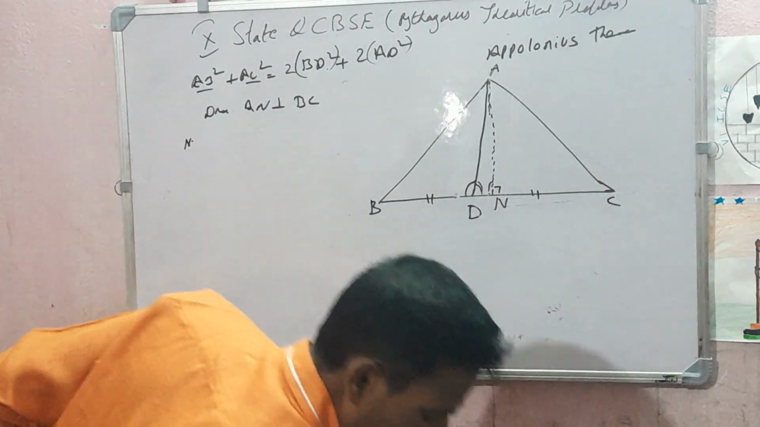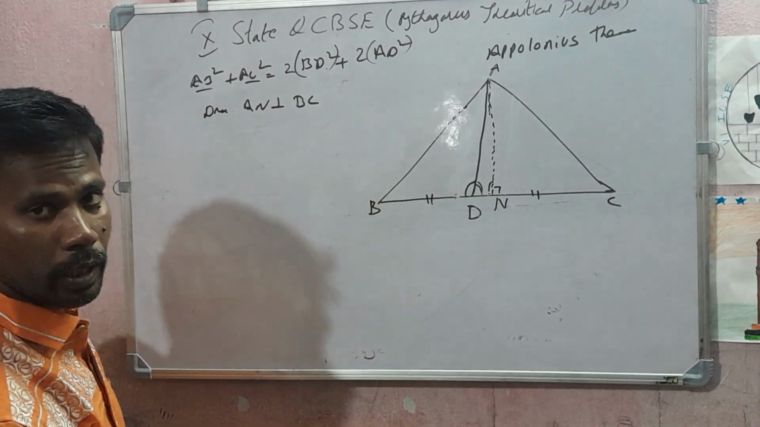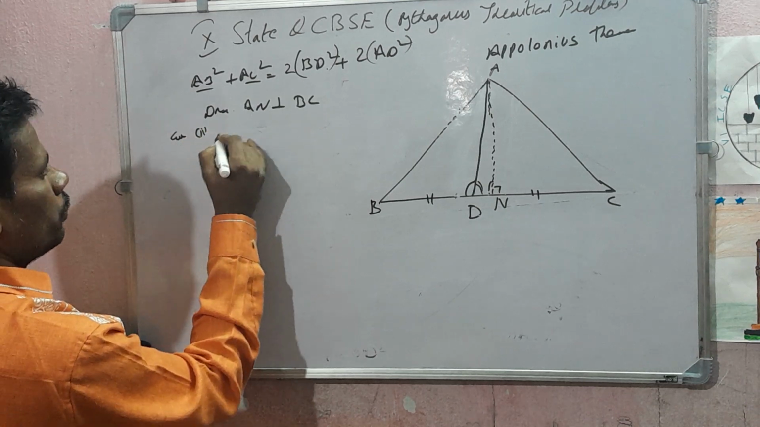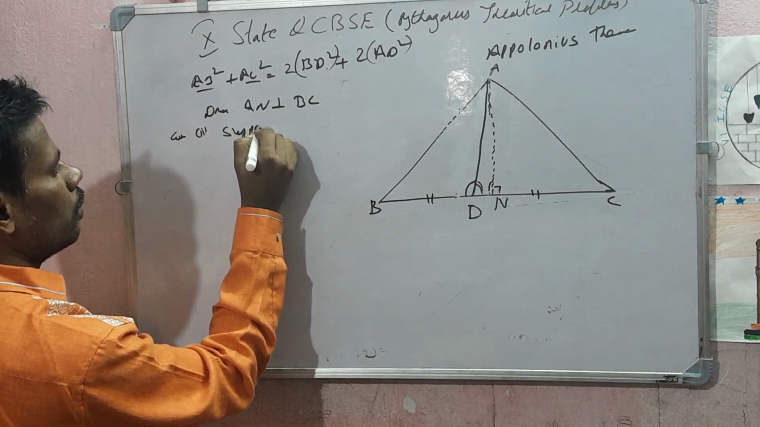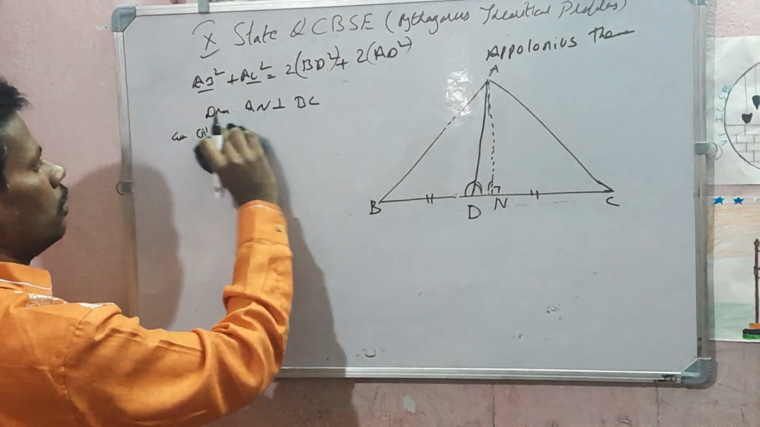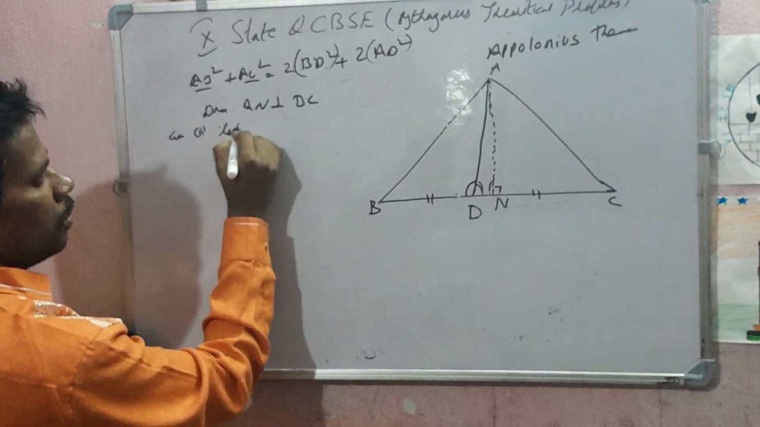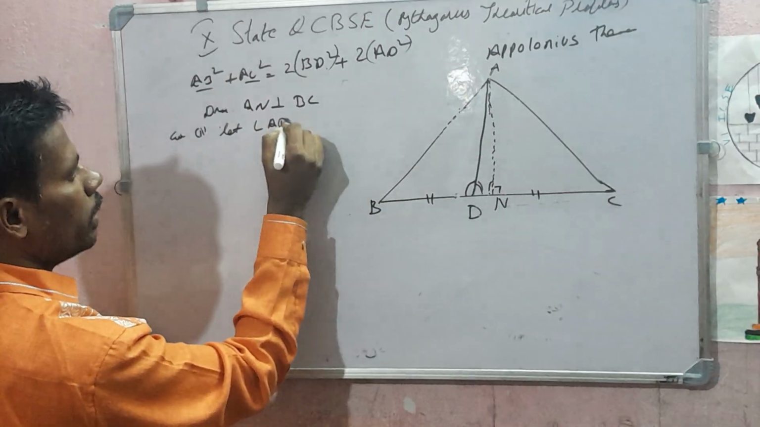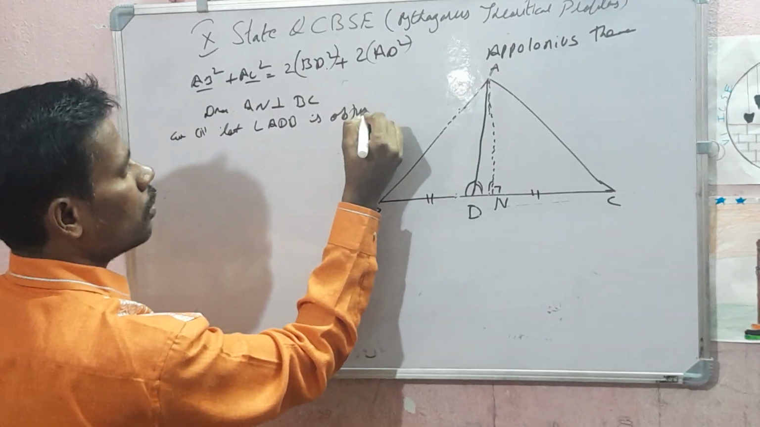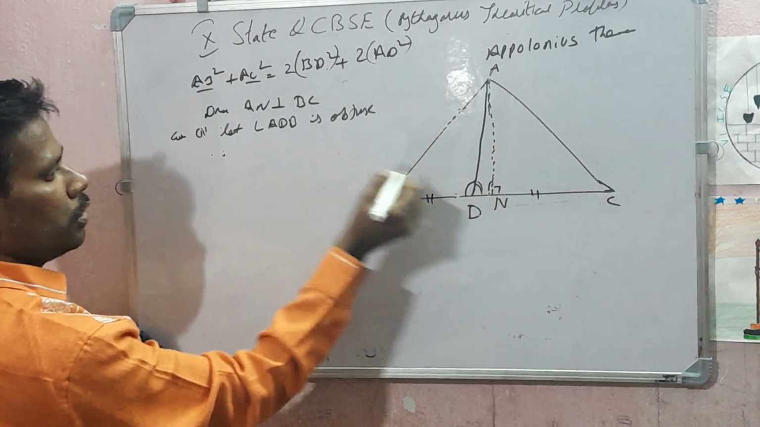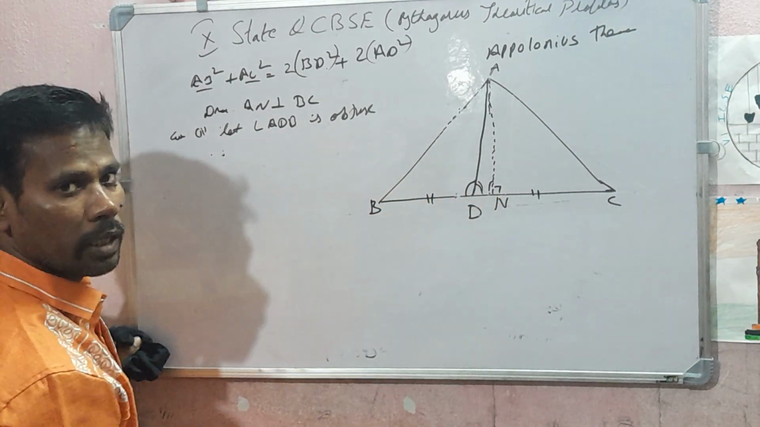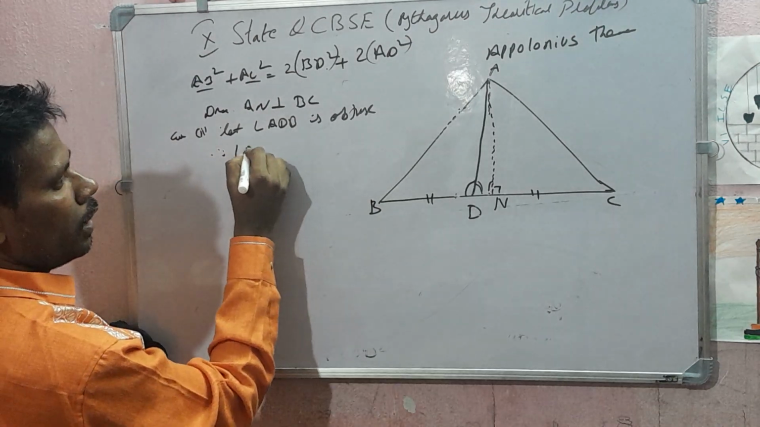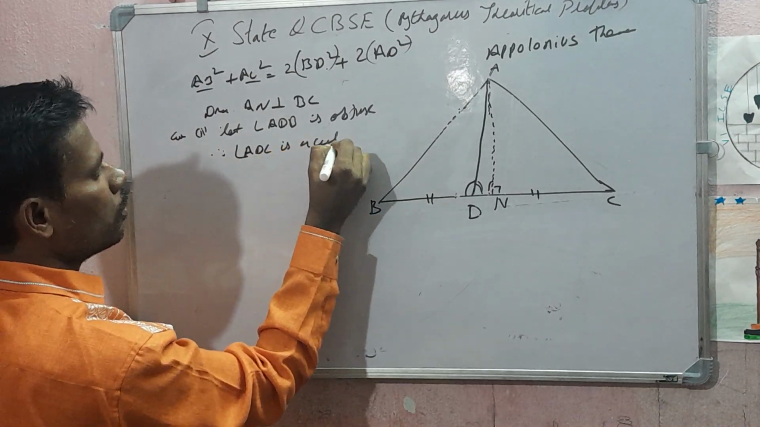Case 2, you can write case 2. Very important, children. In examination, they may ask this question. What is case 2? Let angle ADB be obtuse. Angle ADB is obtuse. Therefore, if this is obtuse, then this will obviously be acute, because both add up to 180. Therefore, angle ADC is acute.